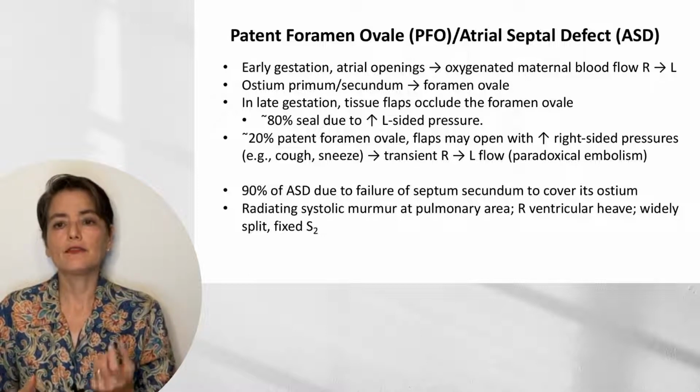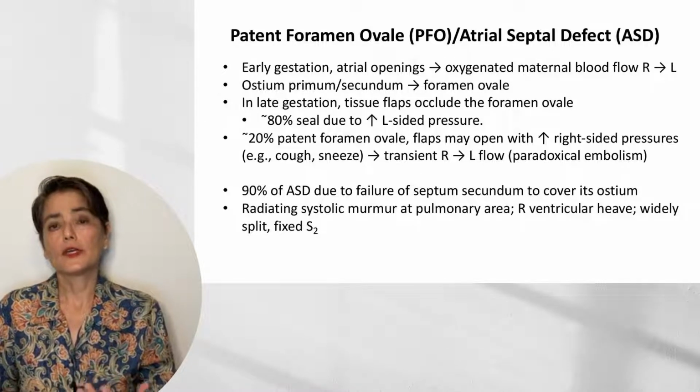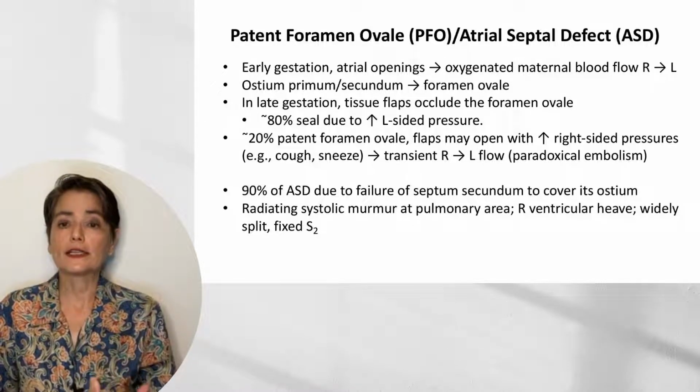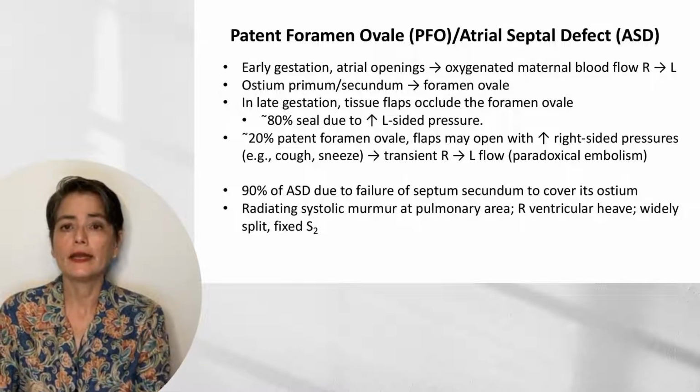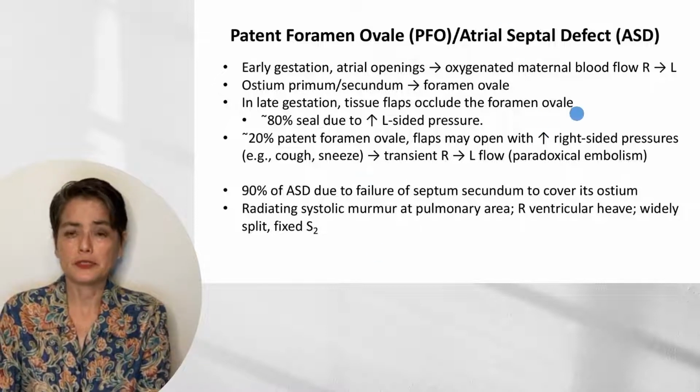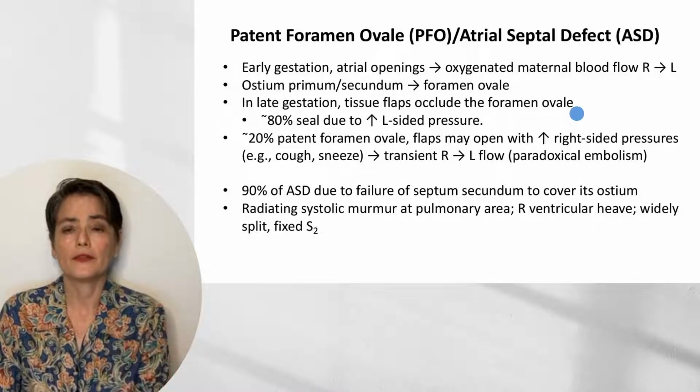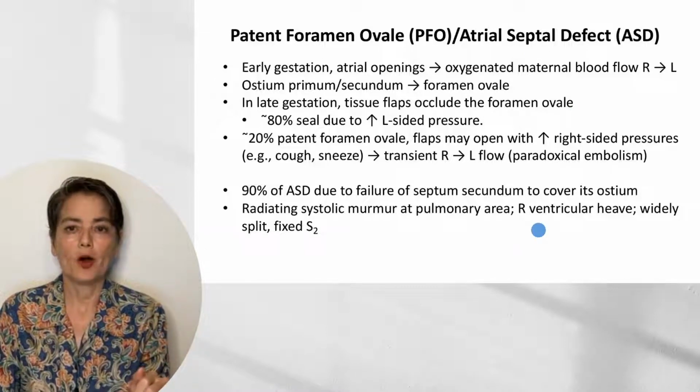But when you have this transient increase in right-sided pressures, this is going to cause a transient right-to-left flow, and that can cause a paradoxical embolism in a patent foramen ovale. Also, we can see it in atrial septal defect when we just have a hole between the two atria. I'm going to cover that in a moment.